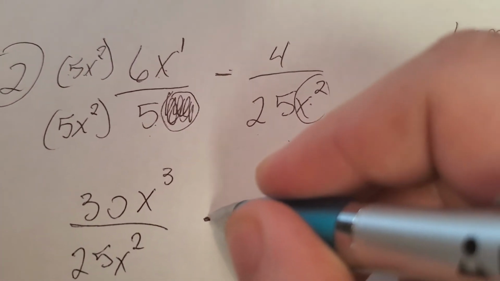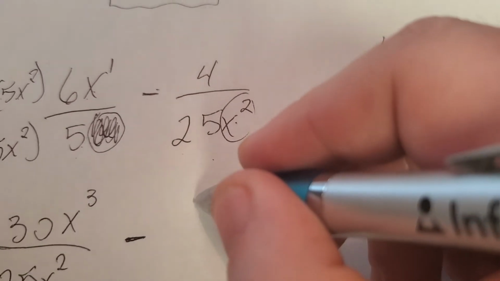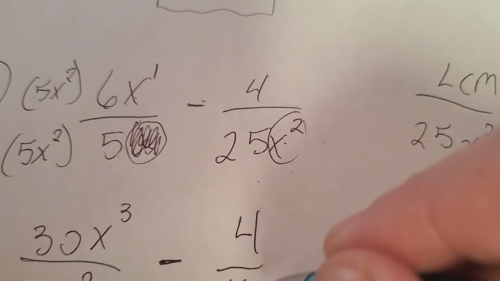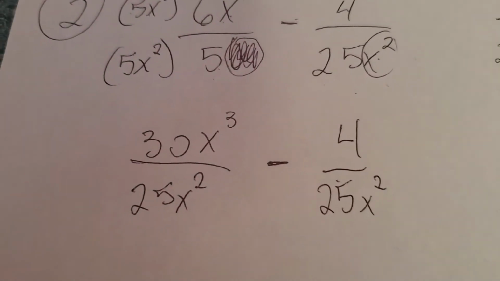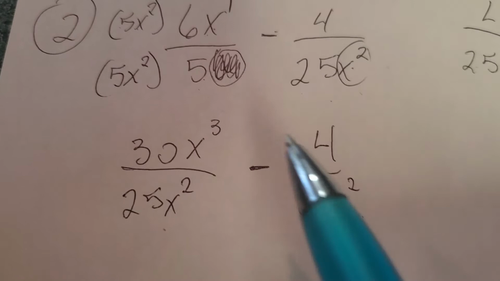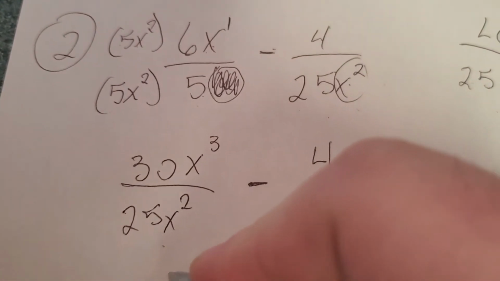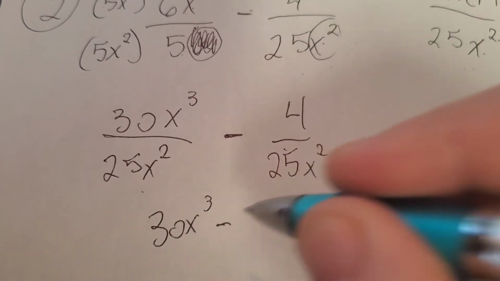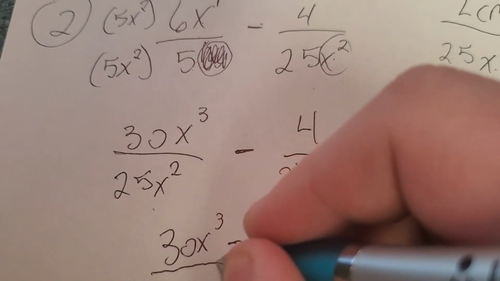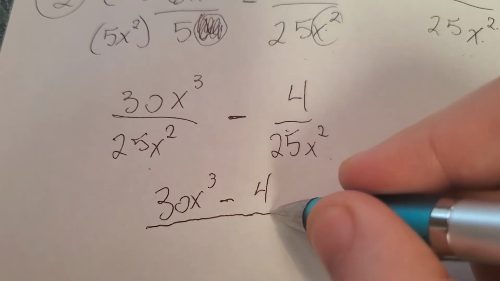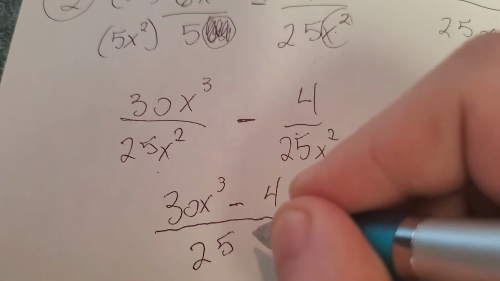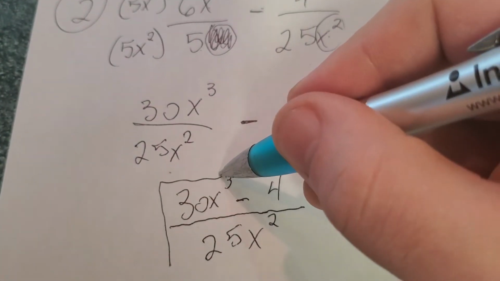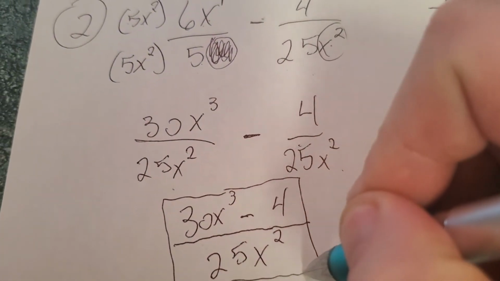I have a subtraction sign, and I did not touch the right side. So I'm just going to go ahead and copy that all over again. Now that the bottoms are the same, I can go ahead and combine the numerators. So over here, I have 30x to the third power, minus the 4, and that's going to be all over my LCM, 25x squared. And that will be my final answer.